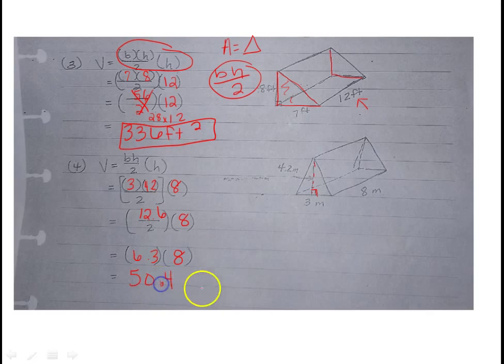So the volume of this triangular prism is 50.4 meters cubed.